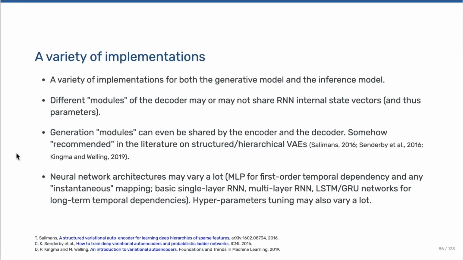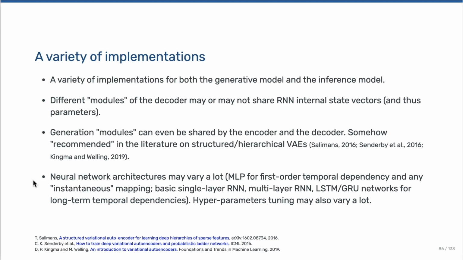The next very important point that we want to highlight is that there exists a variety of implementations, and this is true for both the generative model and the inference model. For example, different modules of the decoder may or may not share RNN internal state vectors, and thus parameters. Generation modules can even be shared by the encoder and the decoder. This is somehow recommended in the literature on structured or hierarchical VAEs. See those papers by Salimans, Sonderby and colleagues, or this tutorial paper by Kingma and Welling, the co-founders of the VAE.